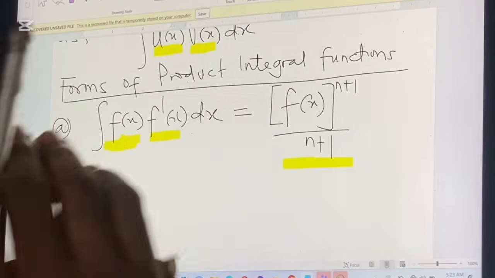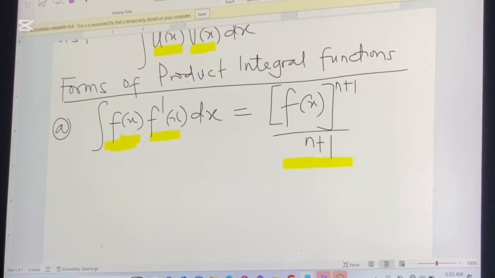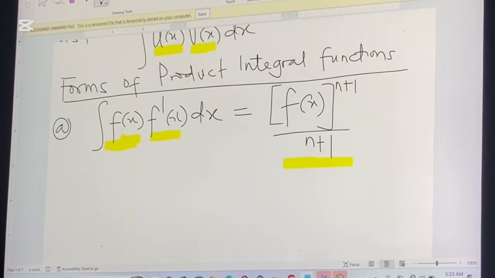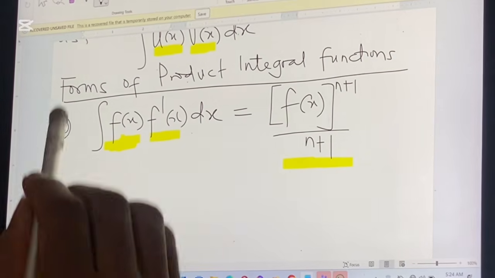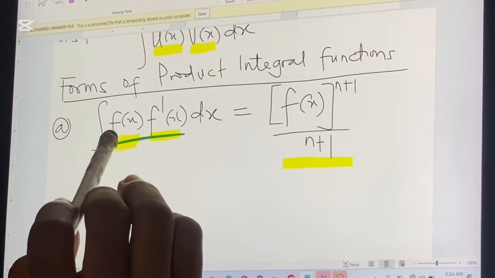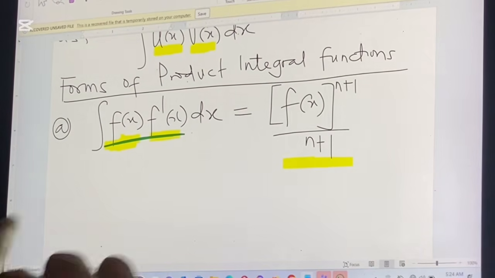So whenever you have a product function, the first thing to do is to identify the function. How do we identify functions and their derivative in a product integral? The function is the one with the highest power of s. A function is an expression with the highest power of s. So if I have these two functions here, the one that has the highest power of s will be the function. Okay, let's solve the question here to understand this properly.